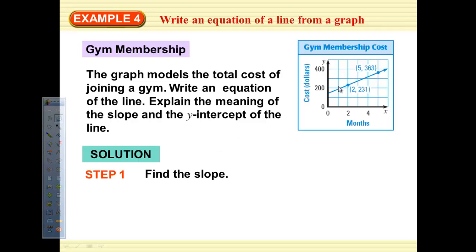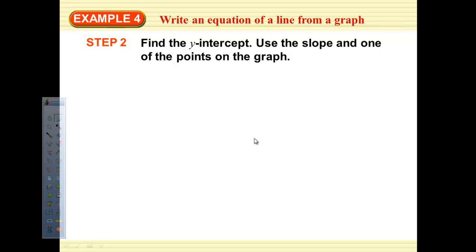We start off by finding the slope. The y-coordinates are 363 and 231, so that's going to end up being on top. On the bottom, we're going to have 5 and 2. We subtract the top and the bottom. We get 132 over 3, or 44. So what that's telling us is that if we go up 44, we go over 1. That means that it's going to be $44 per month. Cost per month. Okay? And now we want to find the y-intercept.